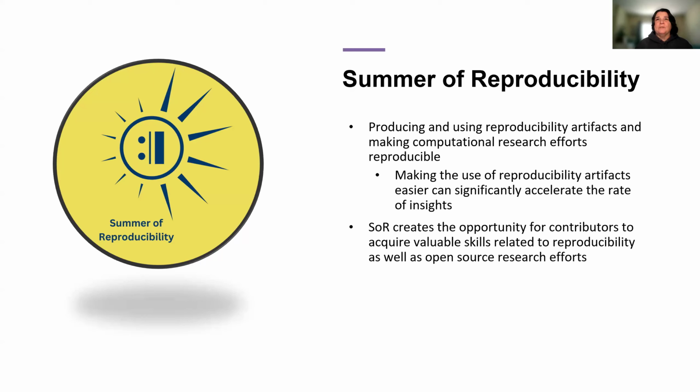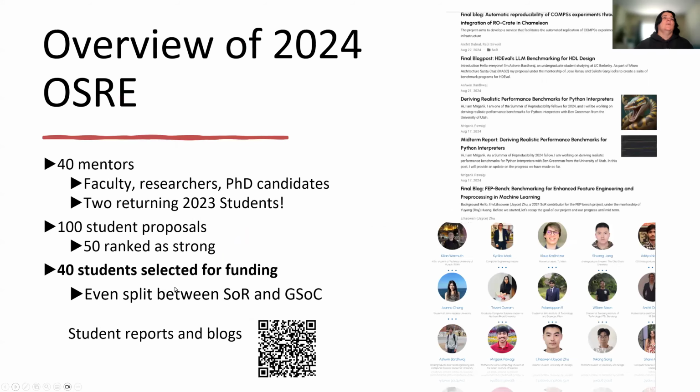Summer of Reproducibility is very similar, very structured similarly to Google Summer of Code, but it focuses obviously on reproducibility. So creating, producing and using reproducibility artifacts and highlighting the importance of practical reproducibility, giving contributors, the students who are working with mentors, the ability to acquire valuable skills related to reproducibility. That was an exciting one that started in 2023. And so this will be our third year having the SoR program under the OSRE.